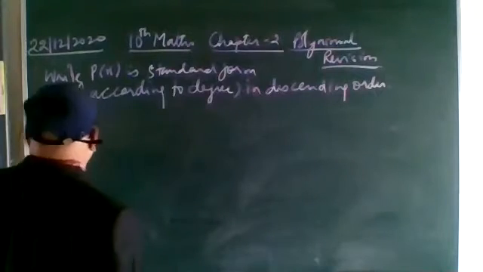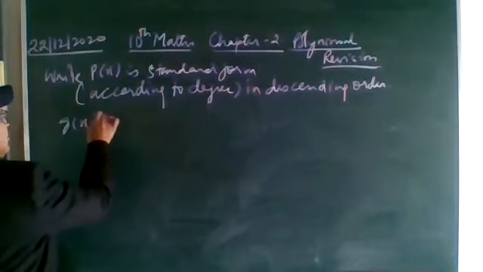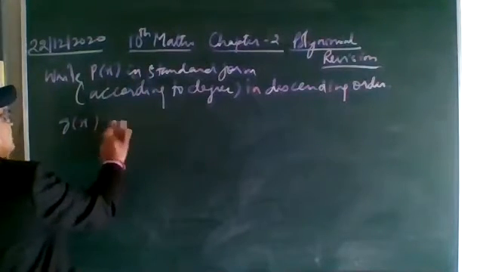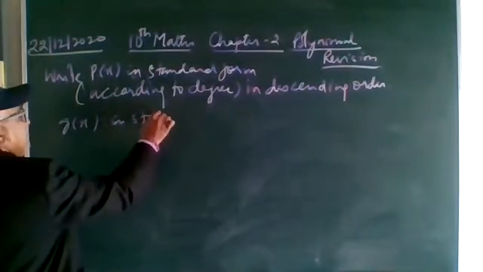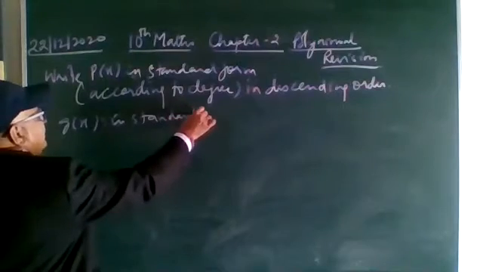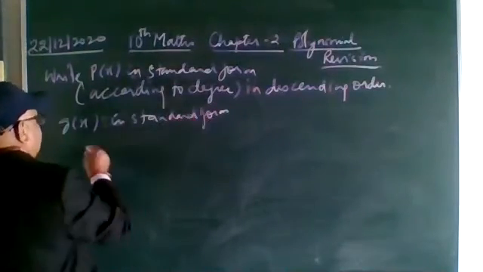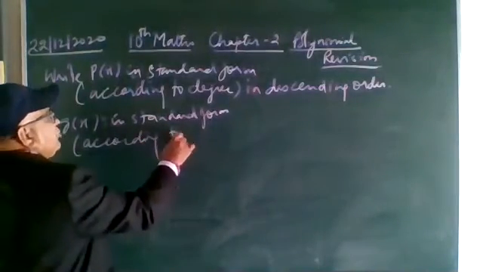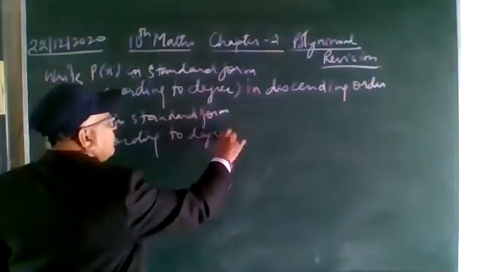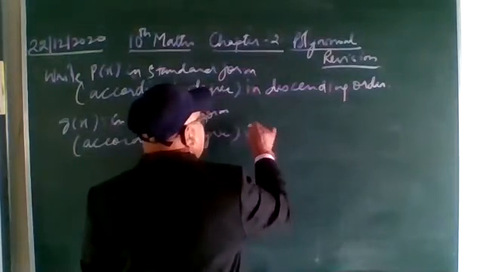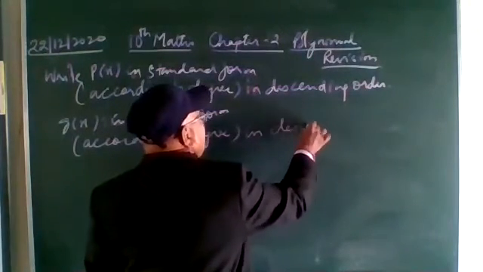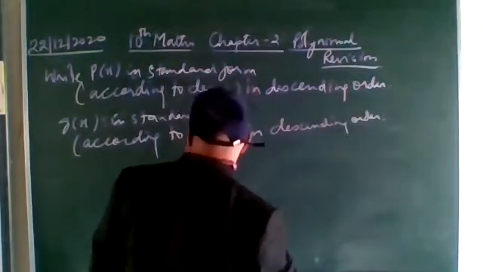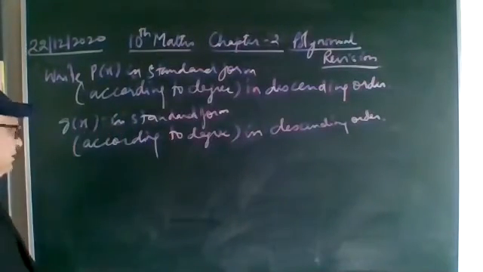P(x) in standard form, G(x) in standard form. The same thing you have to remember here, according to degree in descending order. Then only the division is possible.